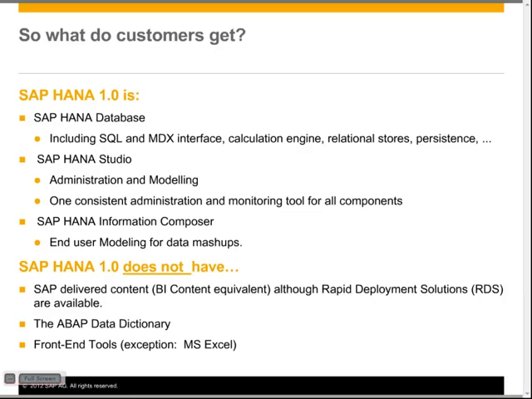Well, it's everything you would expect plus more. The HANA database includes SQL and MDX interfaces, the calculation engine, relational stores, persistence. It includes the HANA Studio, which we're going to see a little bit about later. It's a one-point administration and modeling tool. And it also includes the Information Composer, which is a new web-based environment that allows business users to upload data to HANA and to manipulate it by creating information views directly.